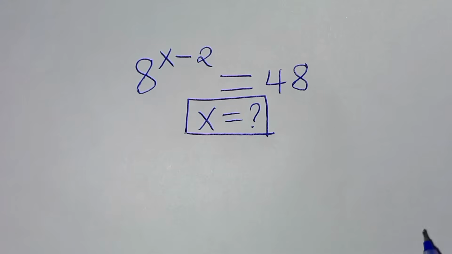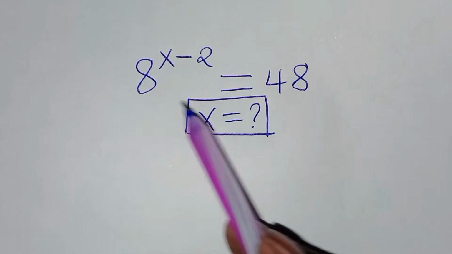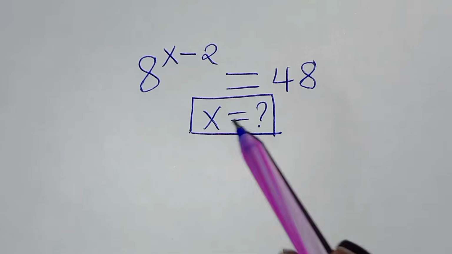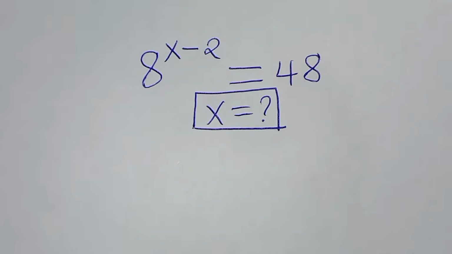You're welcome to solve this nice exponential equation, which is 8 to the power x minus 2, equal to 48. What is the value of x? Solution from here.